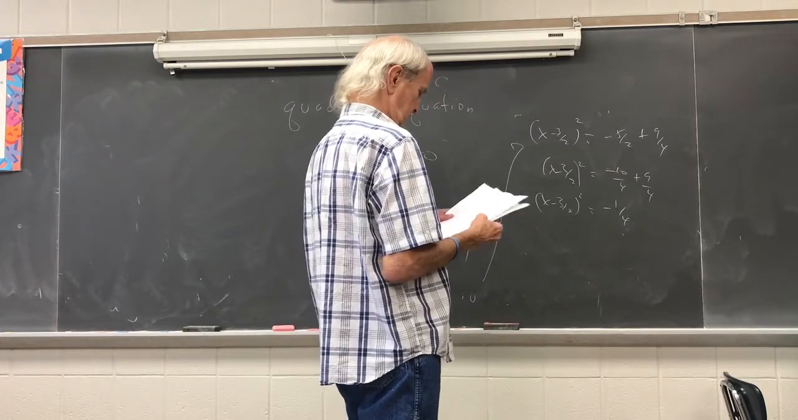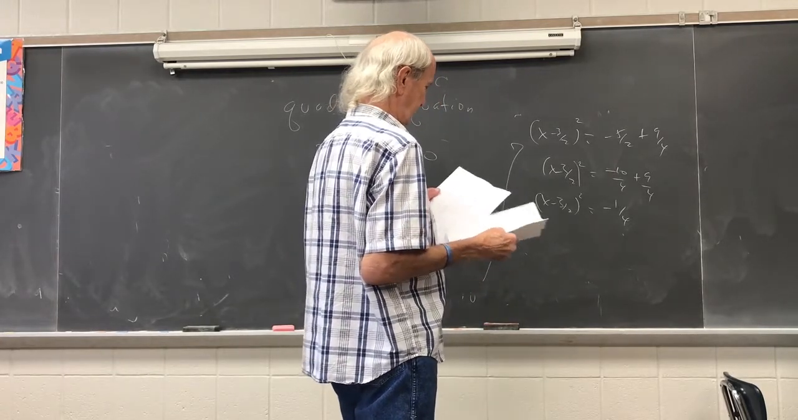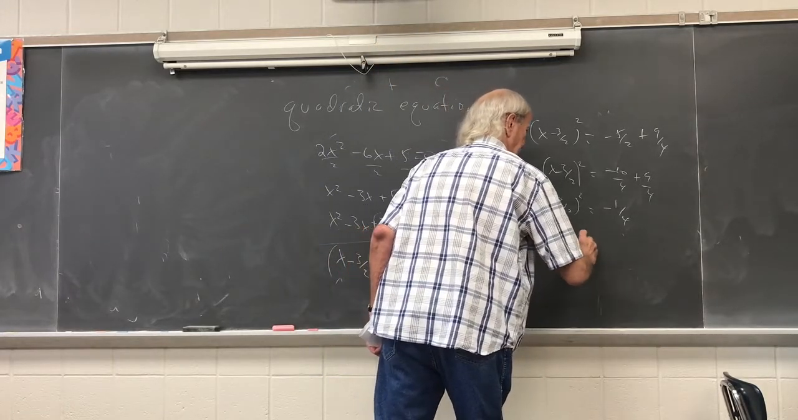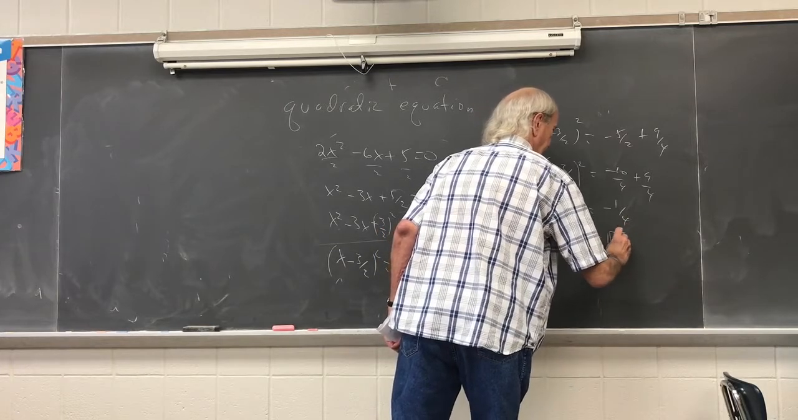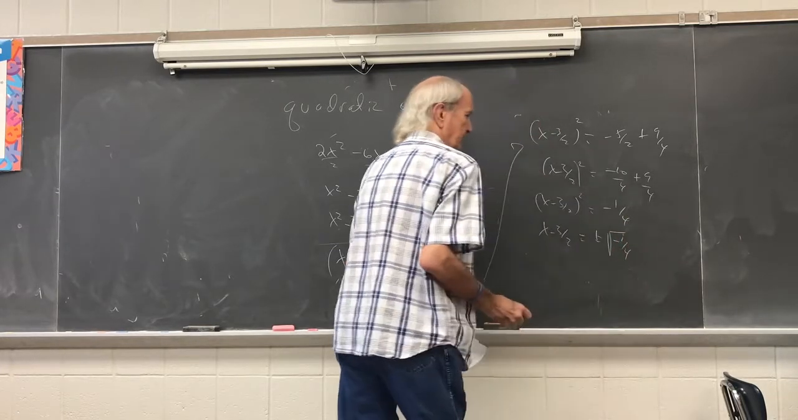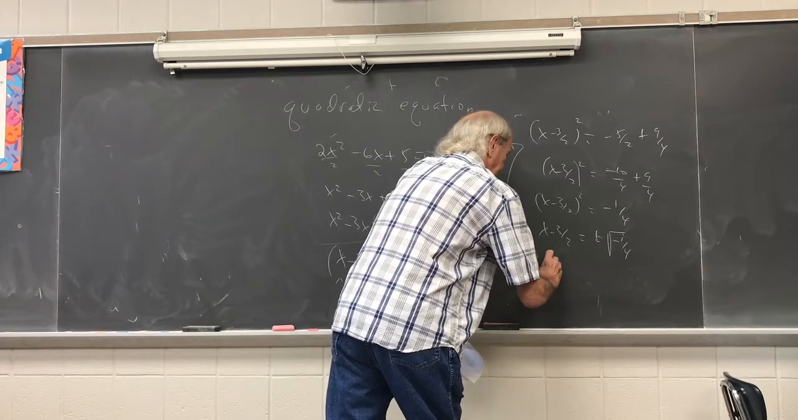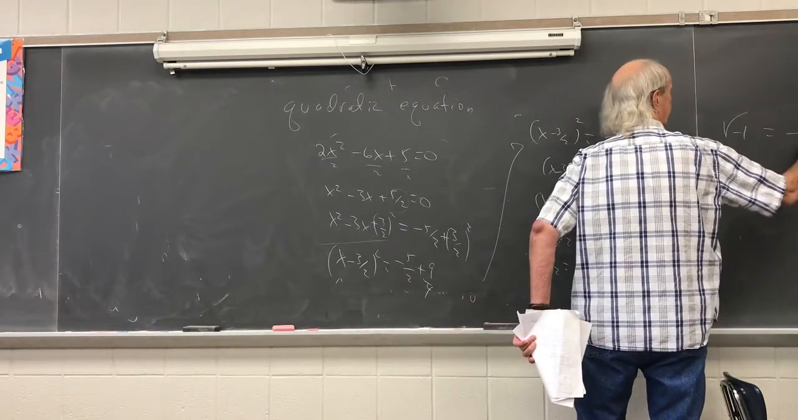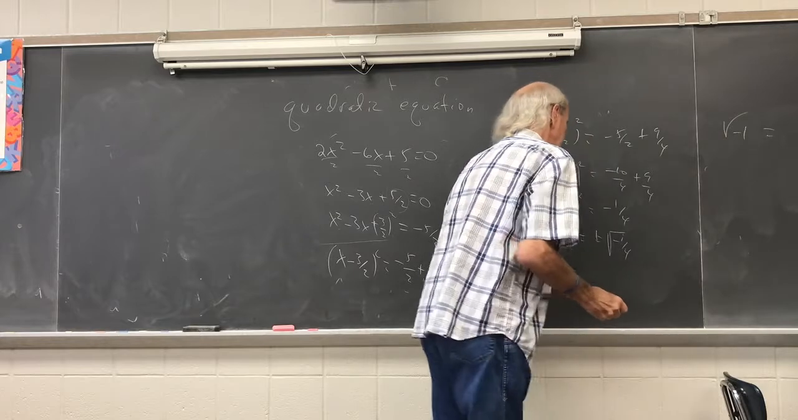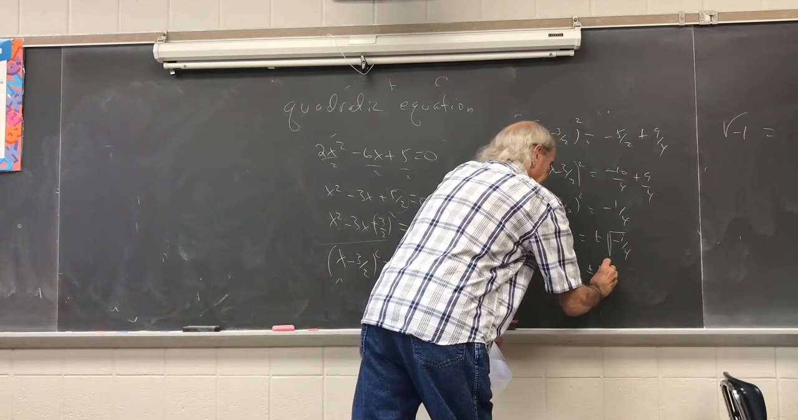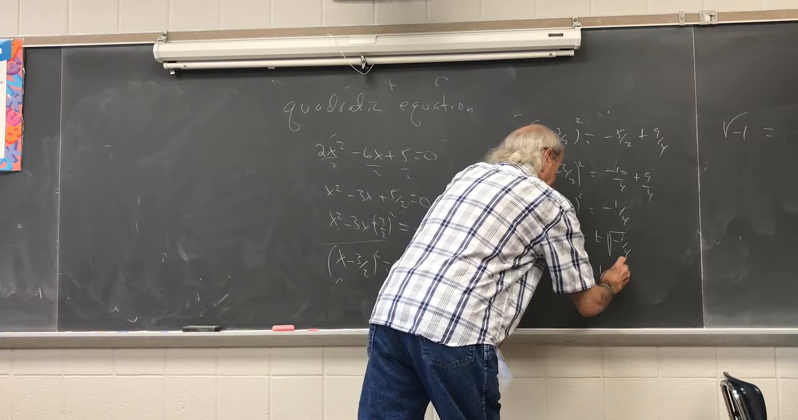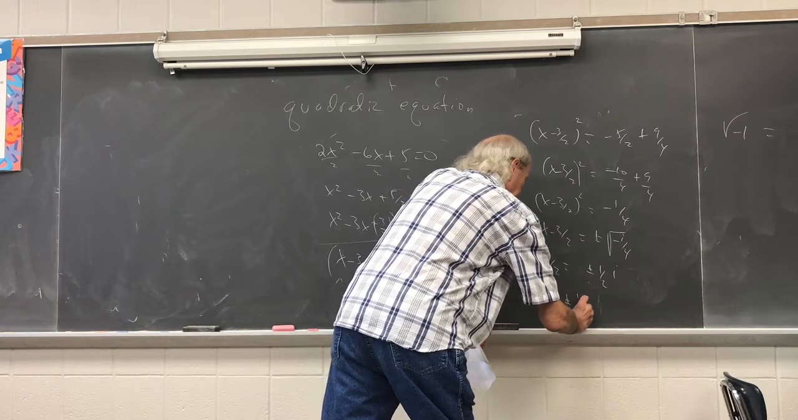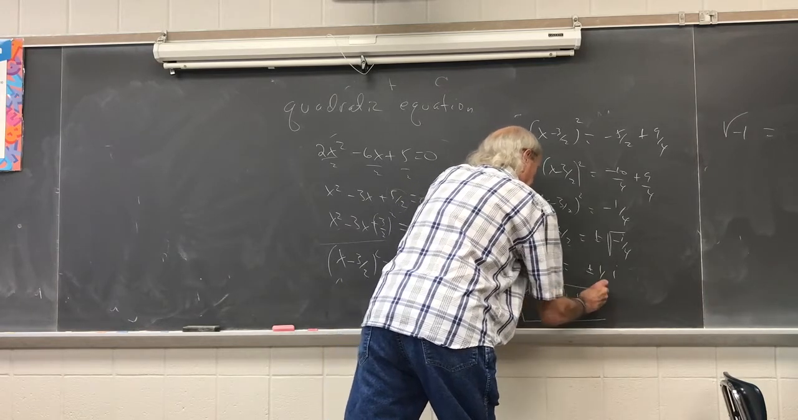I hope that's right. If it's not, you'll figure it out. So we take the square root of both sides. We have x minus 3 halves equals plus or minus the square root of minus 1 fourth. You may recall from algebra that the square root of minus 1 is i. So we have plus or minus 1/2 i. We'll add 3 halves to both sides. And voila, we have our answer.